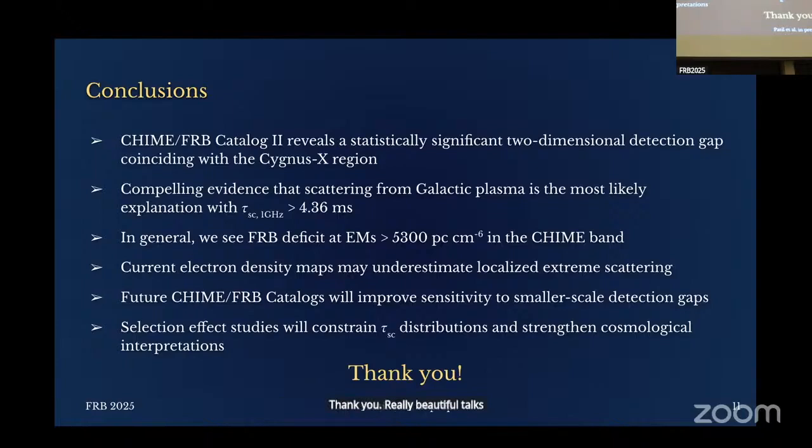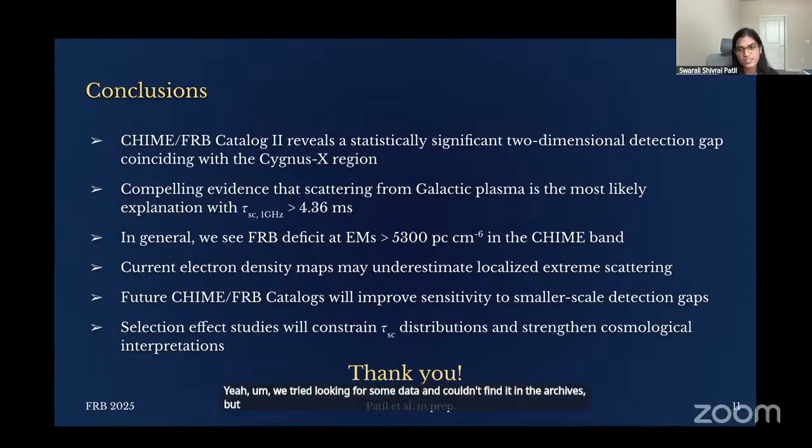This is Stella. I was just wondering, have you considered also trying to do comparisons to other tracers of dense ionized gas like radio recombination line maps? Because these H-alpha maps are inherently limited by dust extinction, particularly for lines of sight that are integrating across the entire galaxy. Yeah, we tried looking for some data and couldn't find it in the archives, but that's a really good suggestion, Stella. I think it will be something super important to try out.